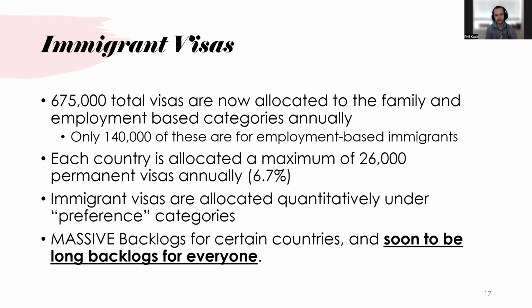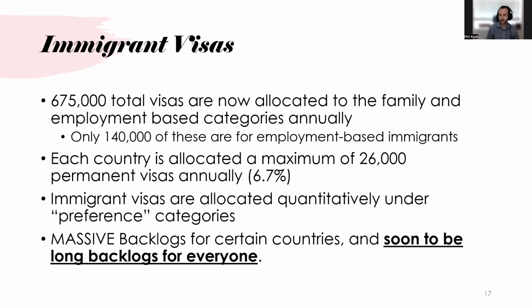And that's that each country is allocated a maximum of 26,000 permanent visas annually, 6.7%, right? So this is the country caps. Immigrant visas are allocated quantitatively under preference categories. So when you hear me say EB1, that means employment-based visa first preference, and so on, second preference, third preference, fourth preference, right? So there are currently massive backlogs for certain countries, India and China, you know what I'm talking about.